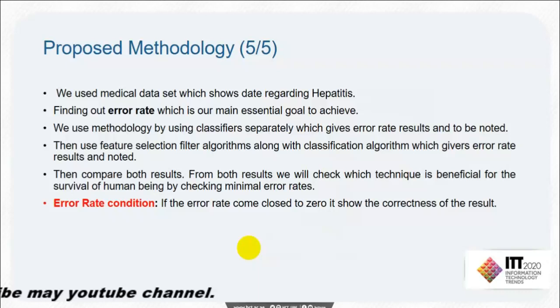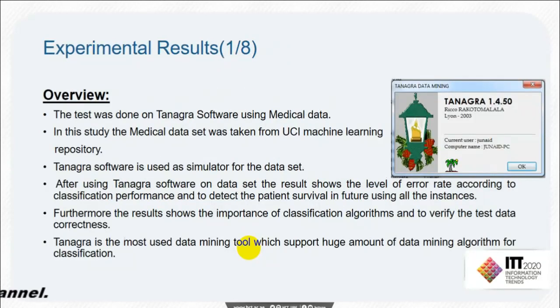Proposed methodology: we use a medical data set regarding hepatitis, finding the error rate, which is our main goal. First we use the classifiers separately, which gives the error rate results, and note them. Then we use the feature selection filter algorithm along with the classification algorithm, which gives error rate results, and note them. Then we compare both results. From both results, we will check which technique is beneficial for the surveillance of human beings by checking the minimal error rate. The error rate condition is that if the error rate comes closer to 0, it shows the correctness of the result.